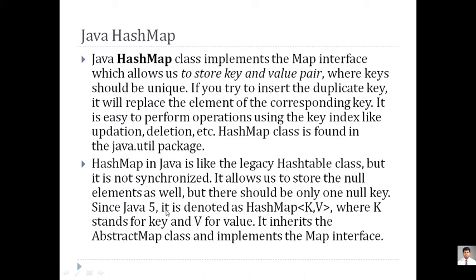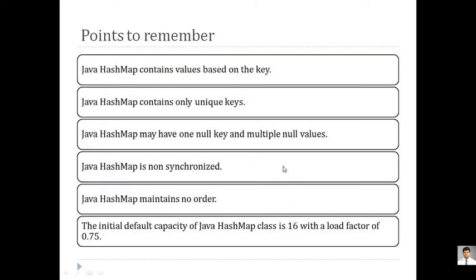And from Java version 5, probably these people have removed that concept also. So if you are using Java 5, keys and values should be there, and no null is acceptable. This is how a hash map is defined. It is in the util package, again a pairing of key and value, and null keys cannot be added into this. So you have to keep this in mind.